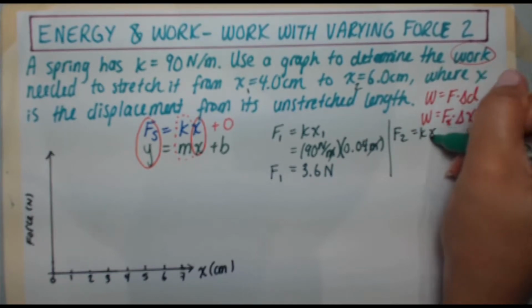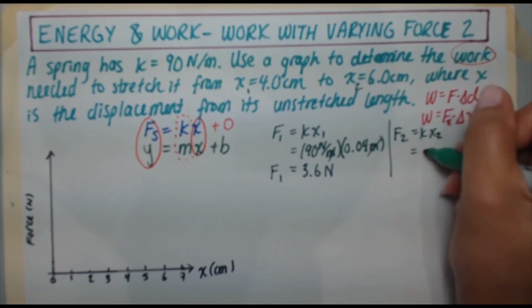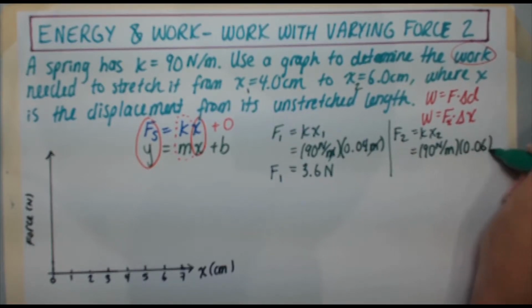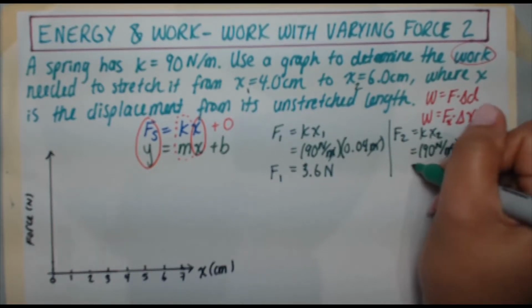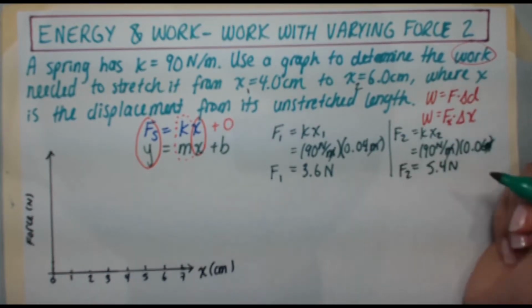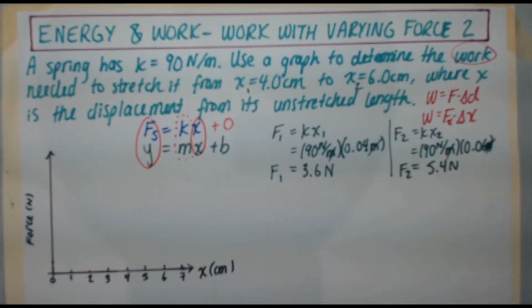F2 equals kx2, same stuff. 90 newtons per meter times 0.06 meters. Meters cancel and you're left with 5.4 newtons. Okay, so there's about my scale. So let's do this, okay?